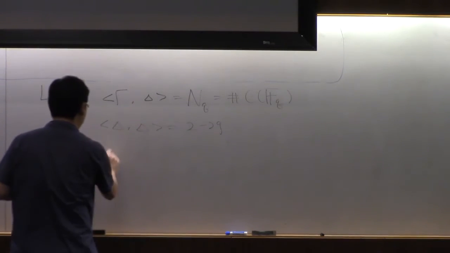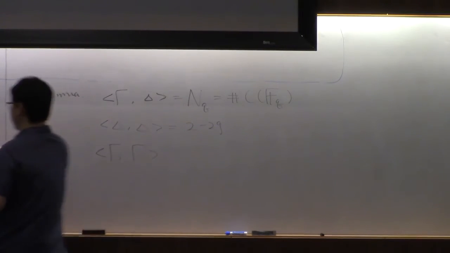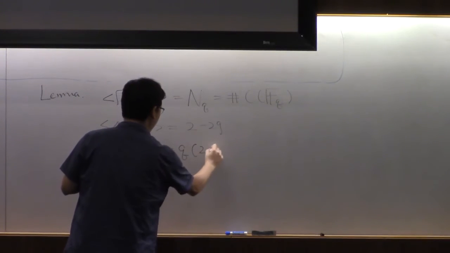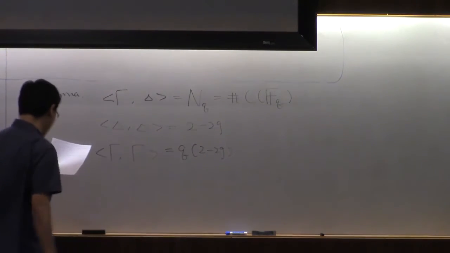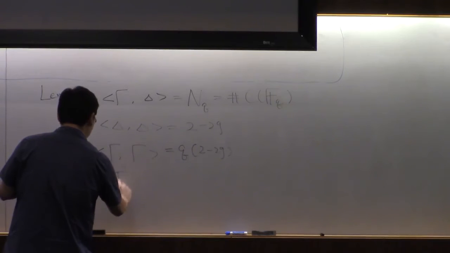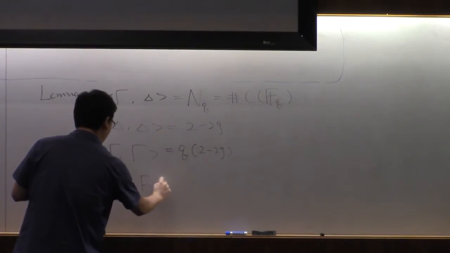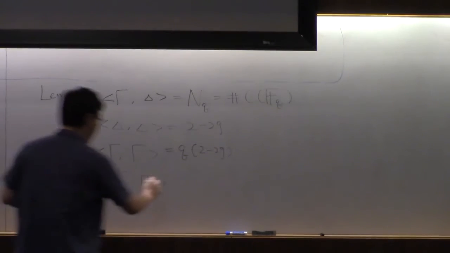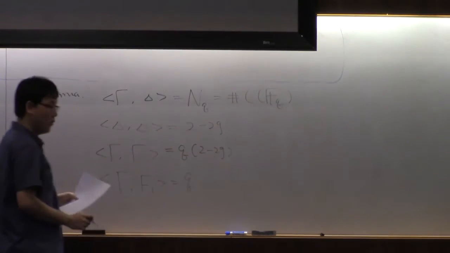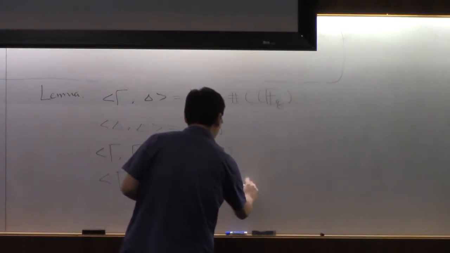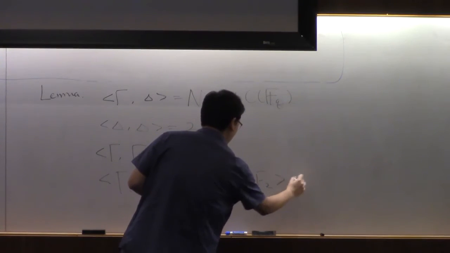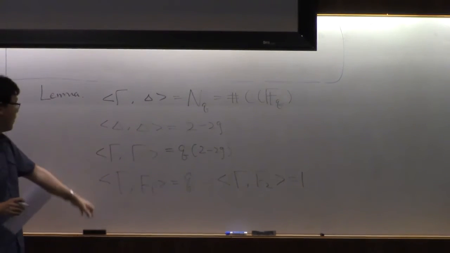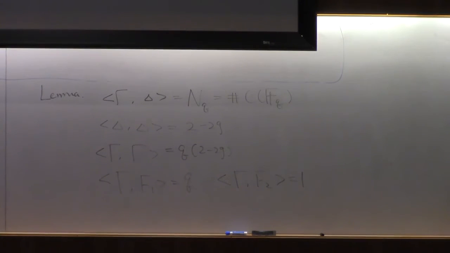And if you consider the self-intersection number of the curve gamma, you get q times (2 minus 2g). Finally, if you consider the intersection number of gamma with these two curves, the first one is q, and the intersection number of gamma with F2 is given by 1. So these are some computations of the intersection numbers.